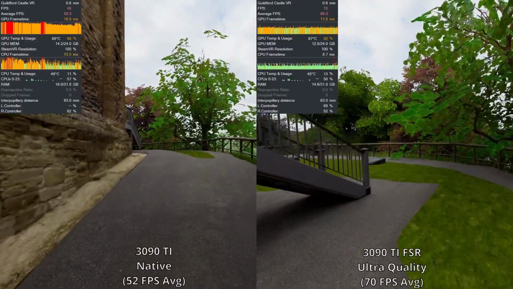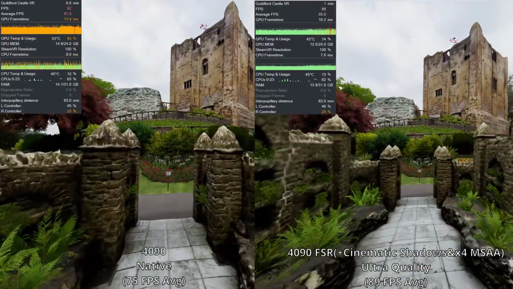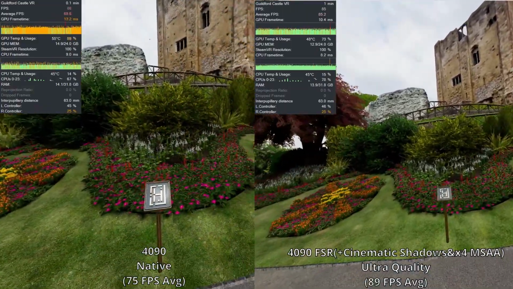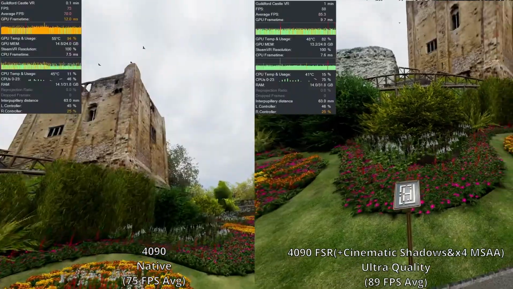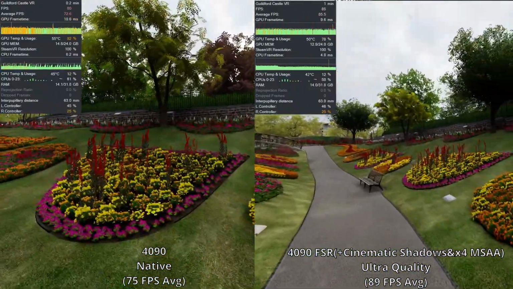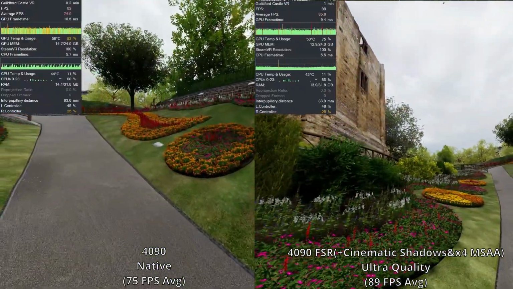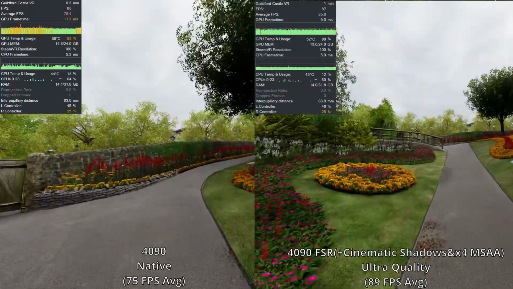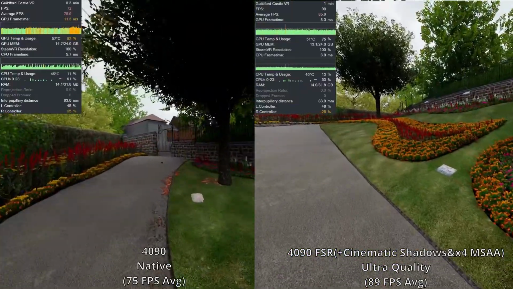Now, let's take a look at the 4090. Already, this thing is making a mockery of the 3090 Ti. Doing FPS on native which is comparable to, or even higher than, what the 3090 Ti was on FSR. And with FSR, things are even sillier, as I turned up cinematic shadows and x4 MSAA, as the current setup was not remotely stressing it.